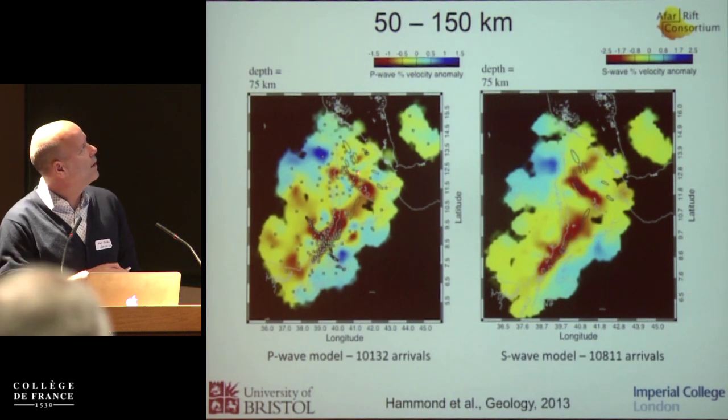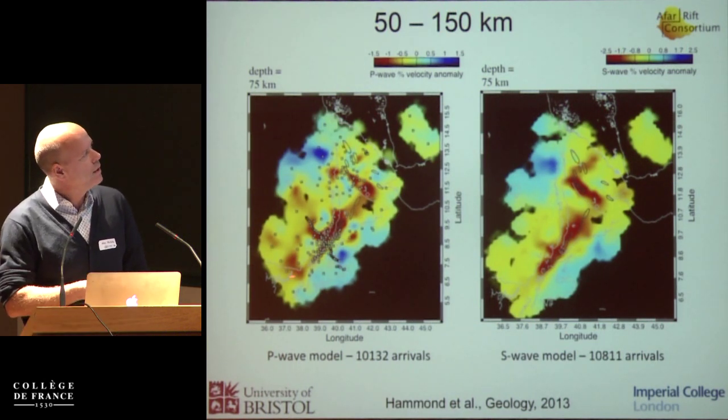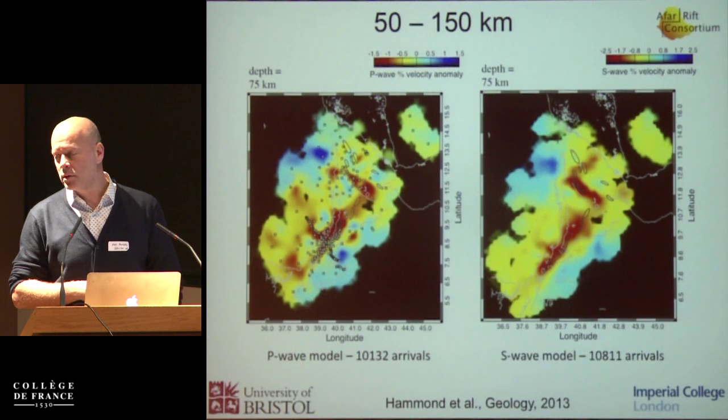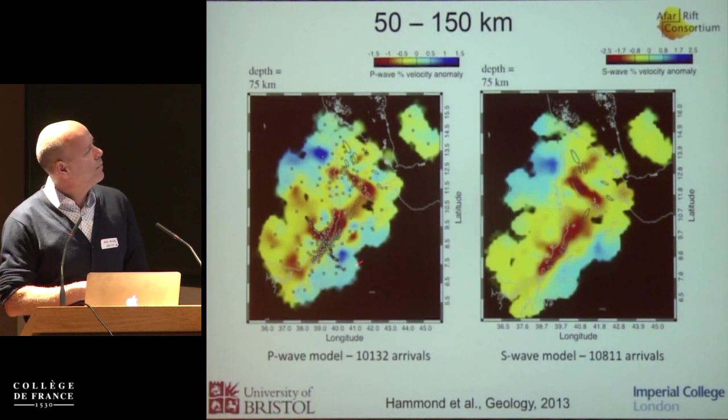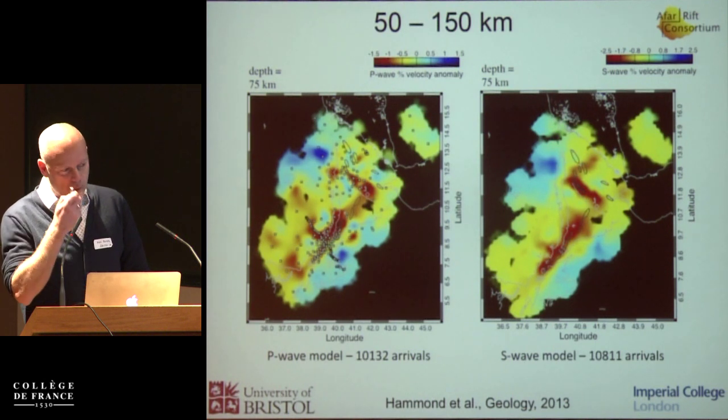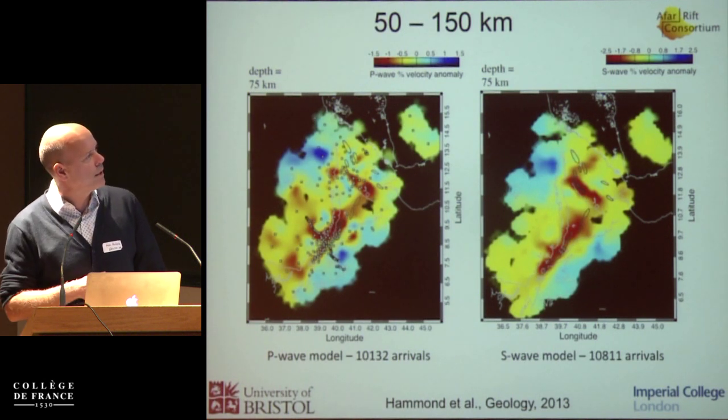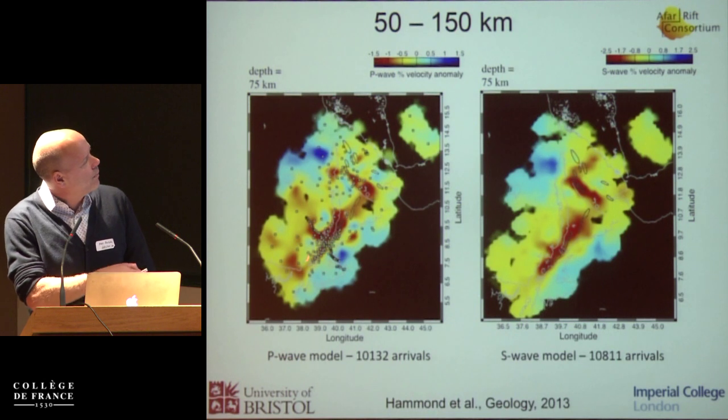These are the P waves on the left and the S waves on the right. Warm colors are low seismic velocities. Blue, colder colors are higher seismic velocities. In some ways, it's kind of the most expensive experiment to tell you where the rift is. And really, the low velocity zones delineate the main rift trend really nicely.